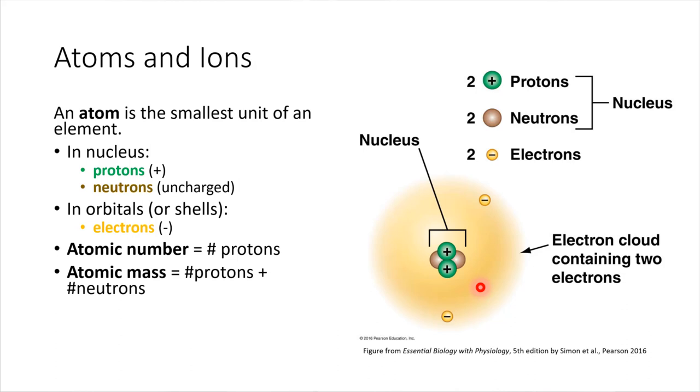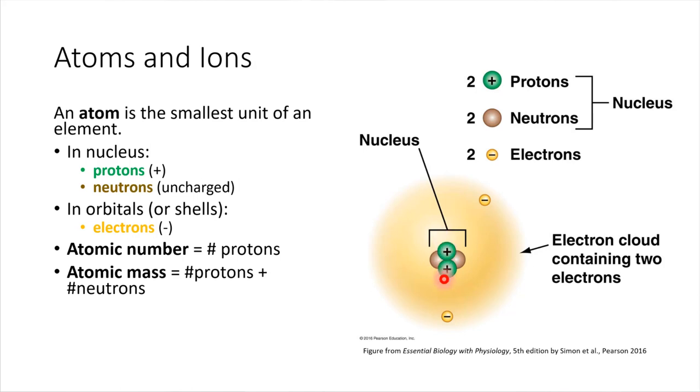Hydrogen has an atomic number of 1. That's because it has 1 proton in its center. Helium has an atomic number of 2. That's because it has 2 protons, just like this, in its center. So atomic number is literally telling us how many protons.